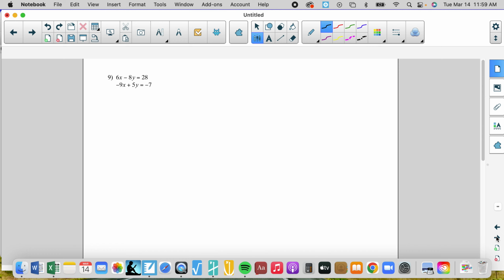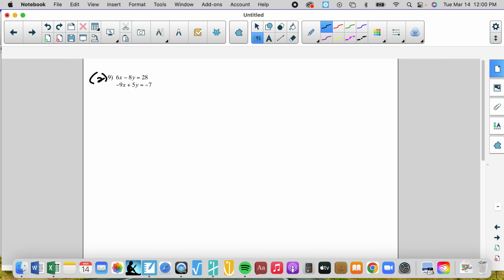Again, we can use either one because my x's are opposite signs and my y's are opposite signs. So we can cancel either one. If we want to cancel out the x's, we can multiply by 3 and 2 would be one way. If we wanted to get rid of the y's, we can multiply this by 5 and this by 8, which is going to give me a much bigger number. So I'm going to move away from that number. I'm going to go back and do the x's.